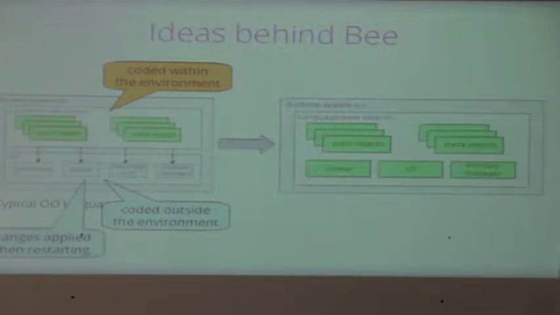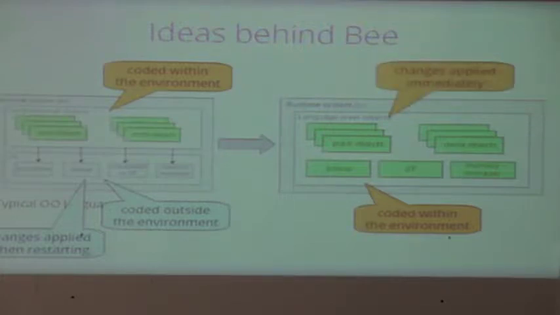So when you are modifying your VM in a typical low-level approach, and I refer to low-level as anything that is not Smalltalk, you apply your changes after recompiling and restarting your application. In the case of Bee, you code within the environment, even the garbage collector and the JIT compiler, and then if you make even a silly mistake, you can crash, right? Your changes are applied immediately, so your environment might crash immediately.